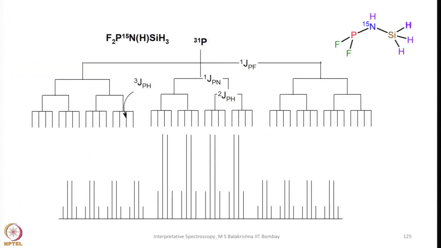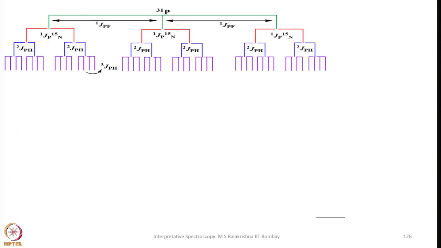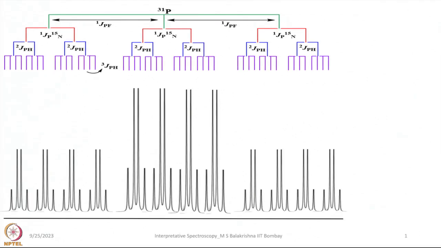You can see here the coupling I showed you. First, phosphorus is split by two fluorine atoms into a triplet, and then each line in the triplet is split into a doublet because of the 1J PN coupling, and then each line is further split by 2J PH coupling with the nitrogen-bound hydrogen, and each one is a doublet here, 1, 2, 3, 4, 5, 6. And then each line will be split by the SiH3 hydrogens into a quartet. Now we have something like this. We have 48 lines. So this is how you can show it, and then the corresponding spectrum would look like this.